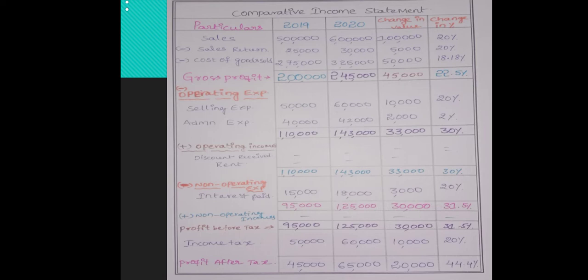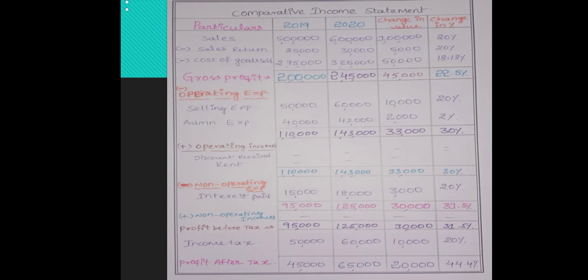and current year. Next, sales return. So there is a sales return also, 25,000 and 30,000 for current year. So the difference is 5,000. 5,000 divided by 25,000 into 100, then we get change in percent. Like that we calculate the change in value and change in percent.